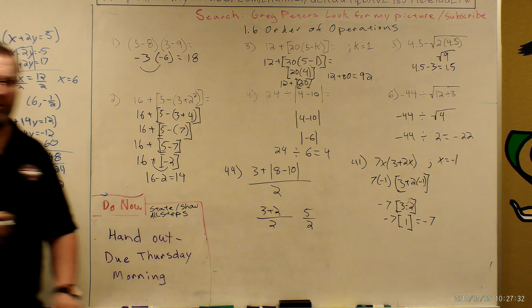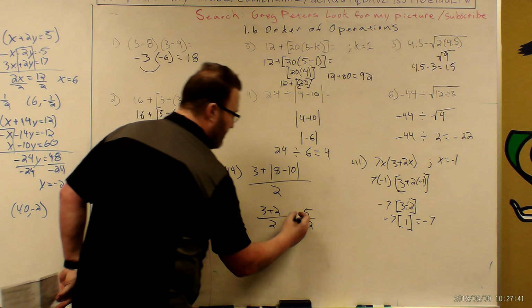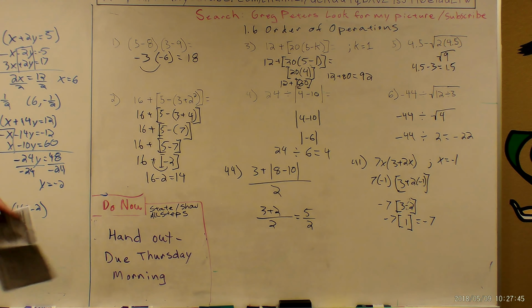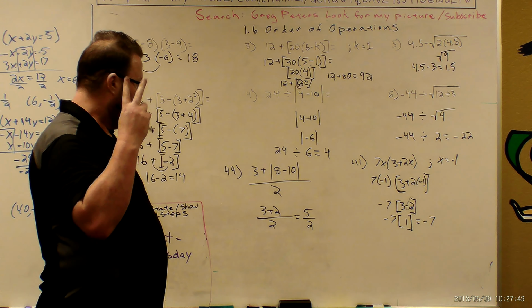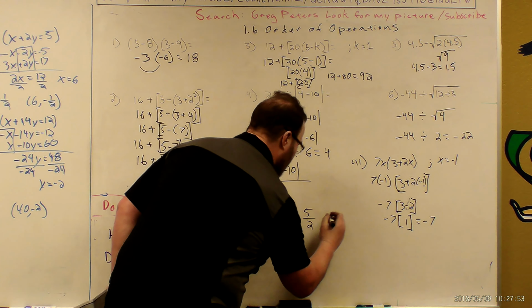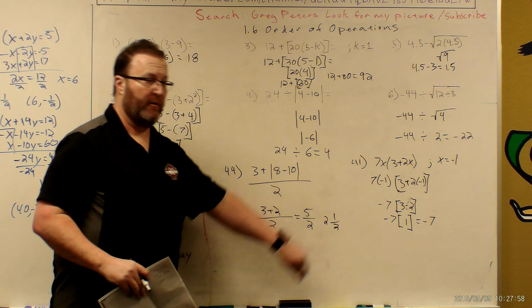Are we done with this problem? No. What's wrong with that problem? What do we call this thing? Improper, because the numerator is larger. So we ask ourselves, how many times does 2 go into 5? Yep, 2 times 2 is 4. Then we take that 4, 2.5, or 2 and a half. Make sure you put it in a fraction. Okay?